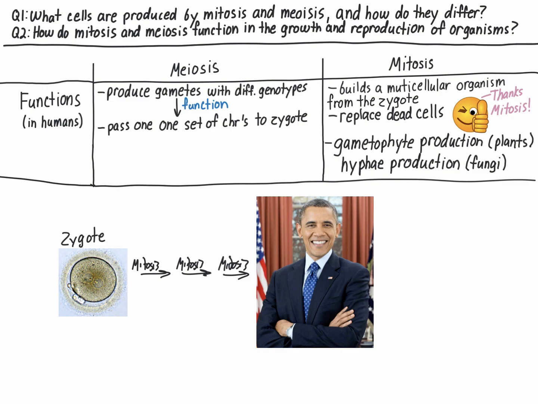So mitosis is important for building organisms and replacing cells. Without mitosis, we'd all still be a single cell. Thanks to mitosis, humans have around 30 trillion cells in our bodies. Okay, so at this point you should be able to describe the types of cells that are produced by meiosis and mitosis, as well as the importance of these two types of cell division in reproduction and development. If you don't feel like you can, as always, feel free to watch the video again.